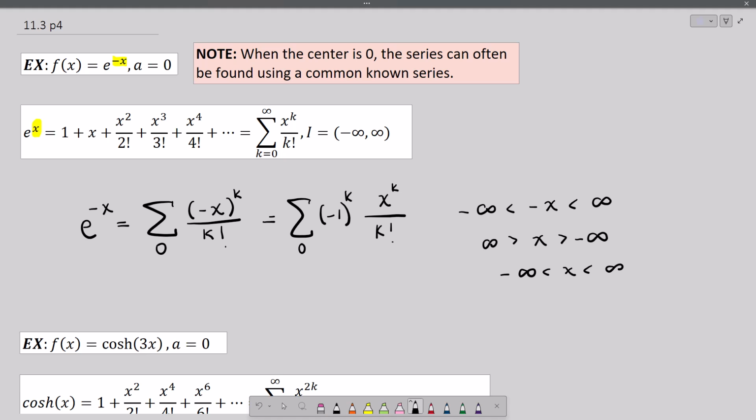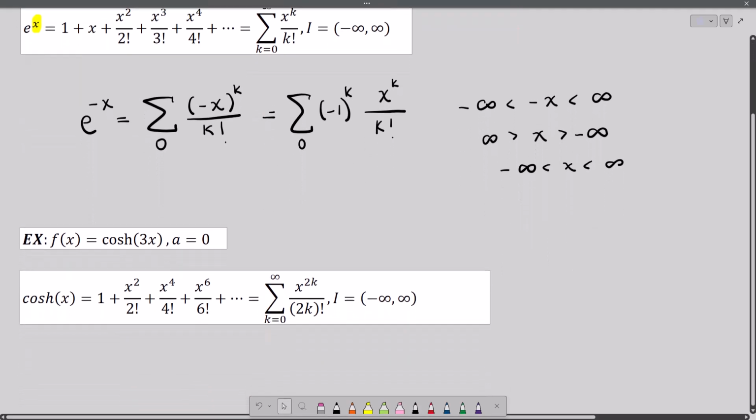So this replacement, this substitution or composition thing is super slick because you don't have to do anything. You just go to the IOC and modify the IOC. You don't have to test endpoints. You don't have to do a ratio test. All that stuff is shortcutting if you're doing a substitution.